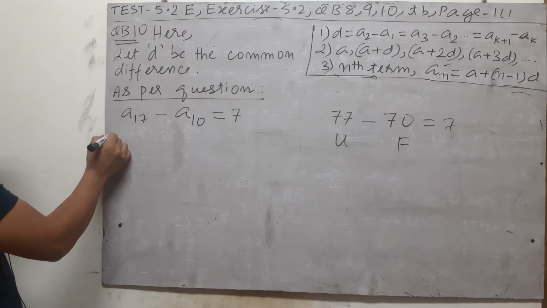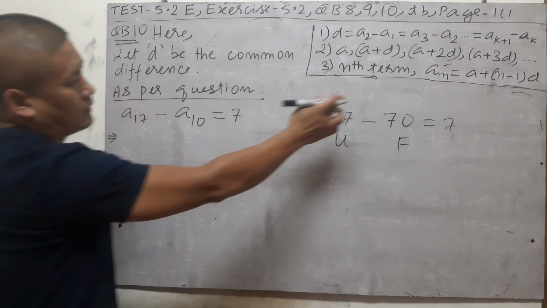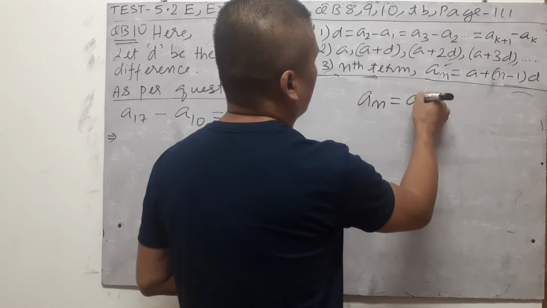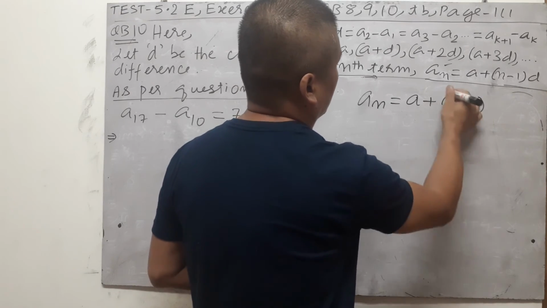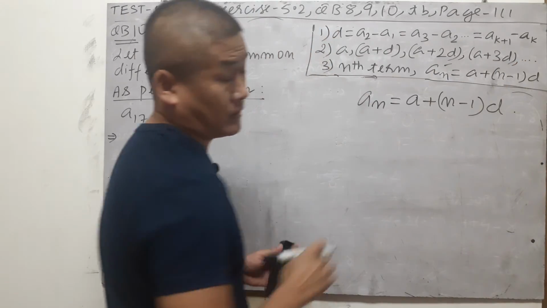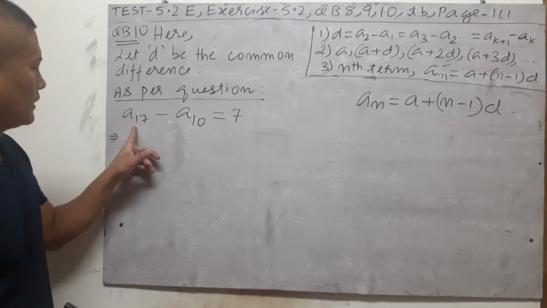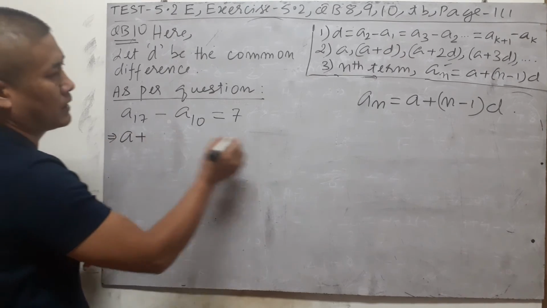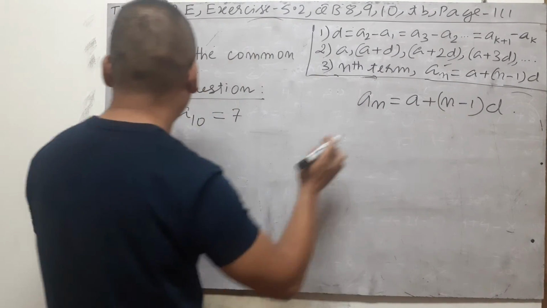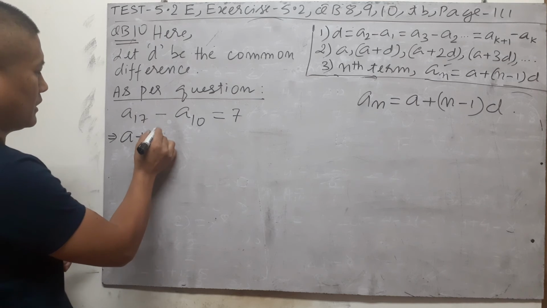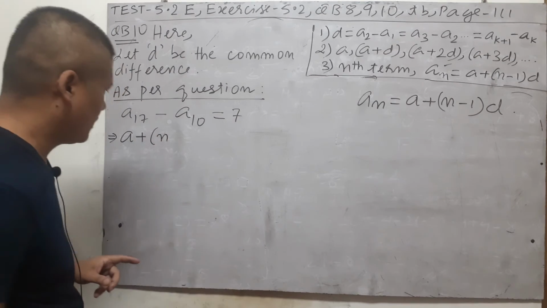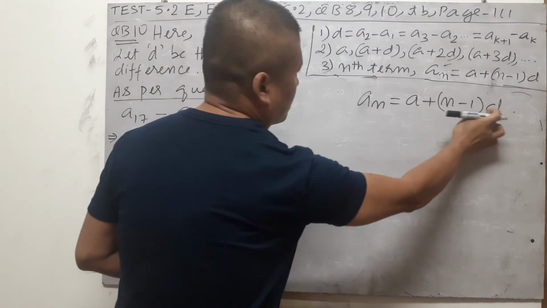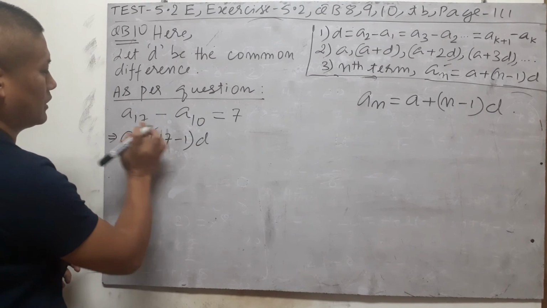So here, let us apply the formula. AN value is A plus N minus 1 into D. I'm just writing it again to stress what we're doing here. A17 will be the same formula: A plus, N here is specifically 17, minus 1 into D.